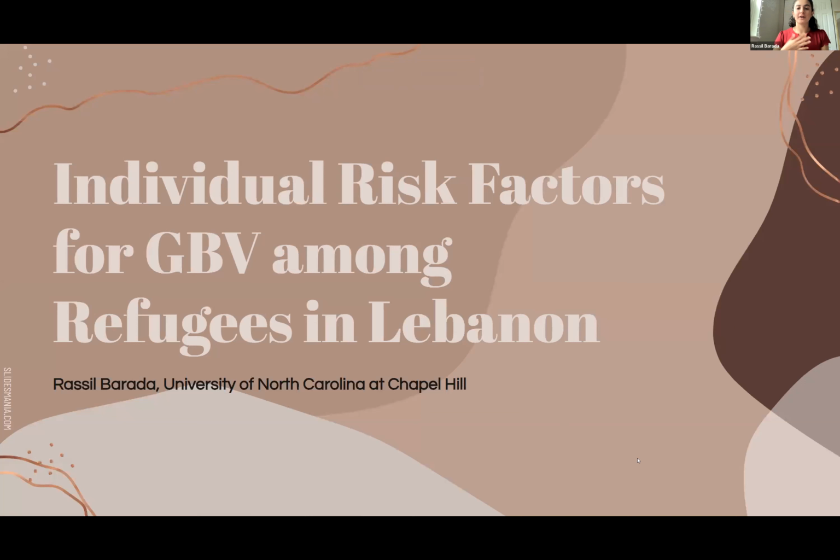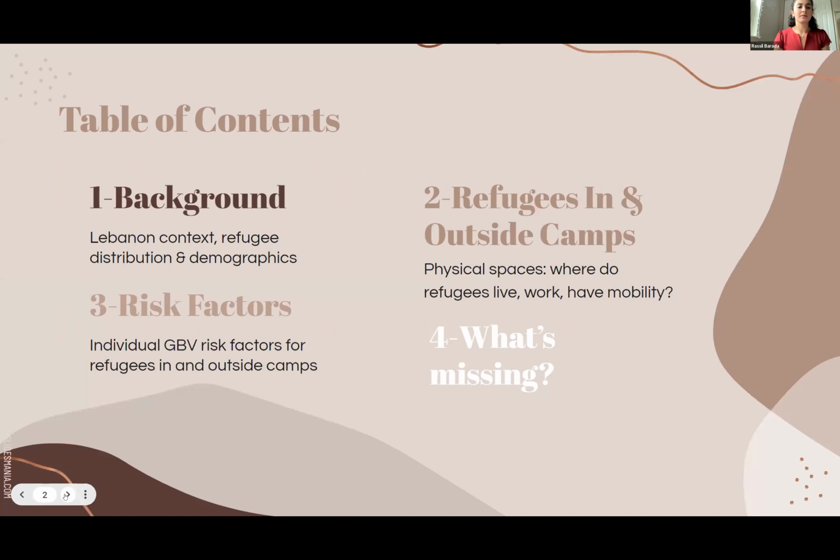All right, so I'm Rassil. I'm excited to present data and research on individual level risk factors for GBV among refugees in Lebanon. I'll lead with some context on the current situation in Lebanon to provide some insight into the unique structure of camps and living spaces for refugees in Lebanon, setting the stage for the types of physical spaces that refugees live, work, and have mobility in.